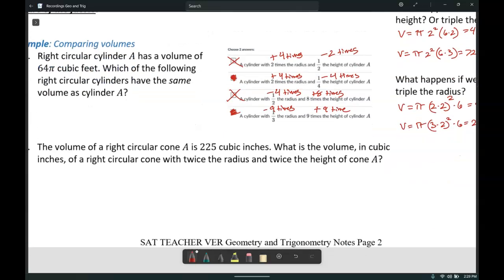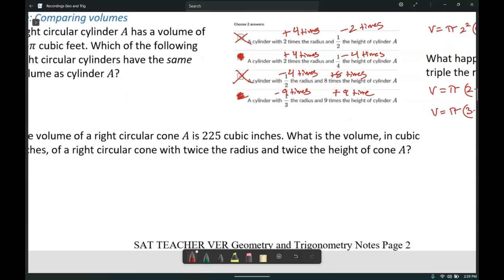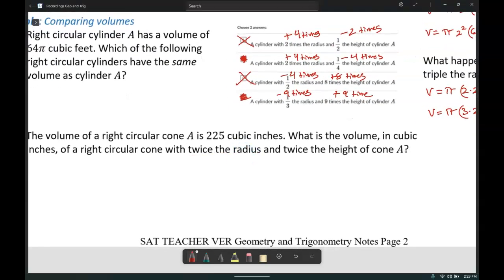Next, we're given the volume of a right circular cone. What is the volume in cubic inches of the right circular cone with twice the radius and twice the height? Well, if we have twice the radius, again, that's a squared term, which means we're going to have 4 times as much volume. And twice the height, that's linear, so again, that's just going to be 2 times more volume, which gives us a total of 8 times more volume. So all we have to do is take the original volume, multiply it by 8, and we get a new volume of 1,800 cubic inches.